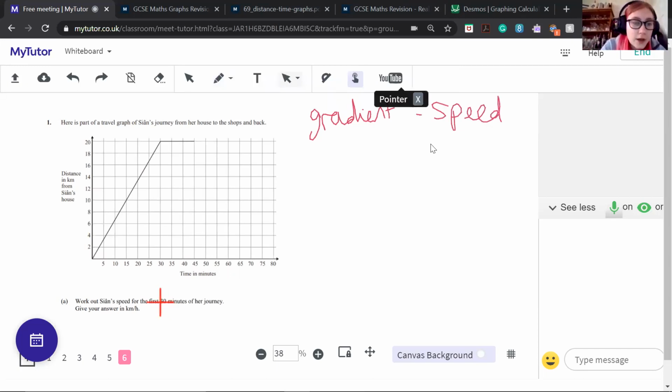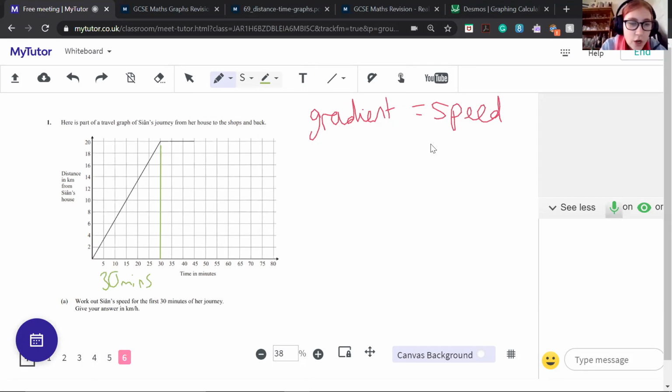So if we want to work out Sian's speed for the first 30 minutes of her journey, that means work out the gradient of the line for the first 30 minutes of her journey. So that's here, going from here up to 30. So we know that, well, obviously the length across is 30 minutes.